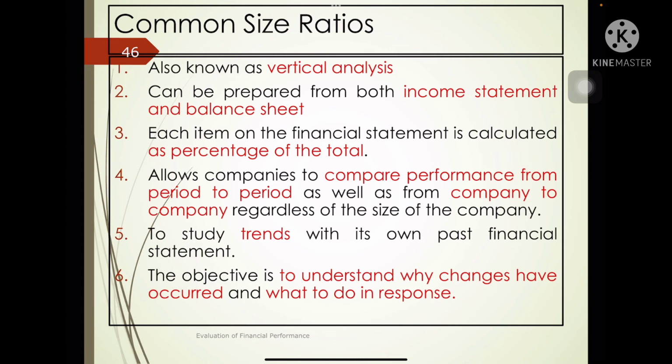So this is the common size ratio, which we call vertical analysis. It can be prepared for both the income statement and the statement of financial position. The income statement is the profit or loss. Each item on the financial statement is calculated as a percentage of the total. This allows companies to compare performance from one period to another, and also from company to company, regardless of the size of the company.